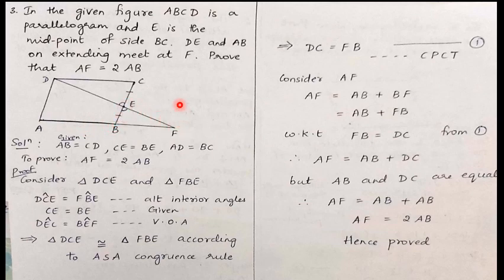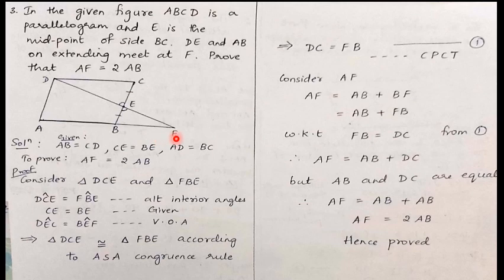You should be proving that AF is equal to 2 times AB. AF is this line segment. So to prove this, you should be showing that AB is equal to BF. If you show that AB and BF are equal, then AF will be equal to AB plus BF. Since BF and AB are both equal, you can tell it as 2 times AB.